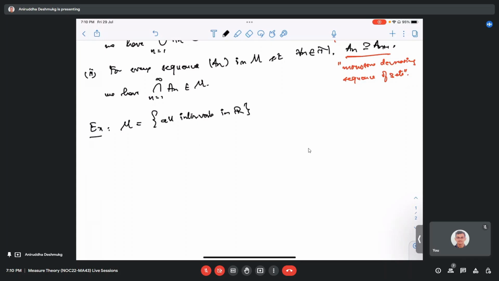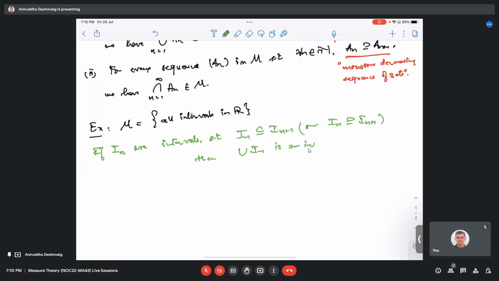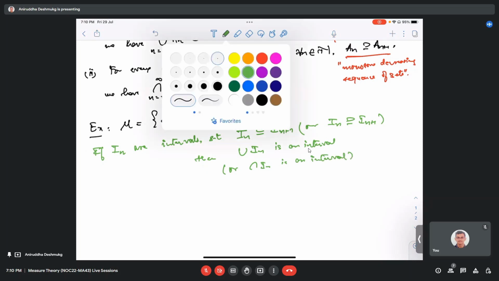Correct. So what you are essentially using is, I guess this is easily provable, right? We are using this fact that if I_n are intervals such that I_n is contained in I_{n+1}, or I_n contains I_{n+1}, then the union of I_n is an interval, or equivalently the intersection of I_n is an interval. But how will you prove this? Can anybody else give some idea?